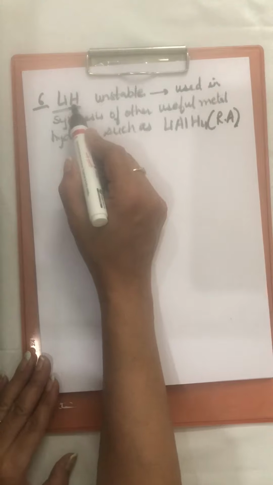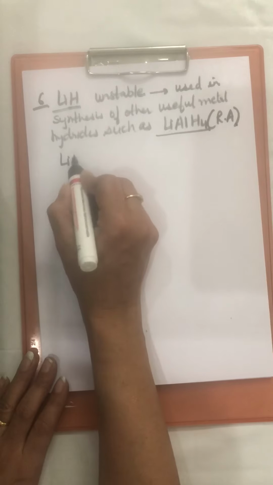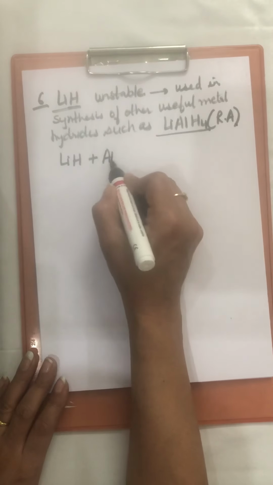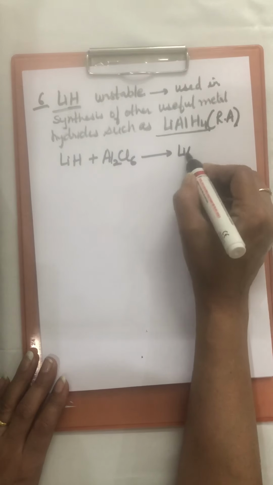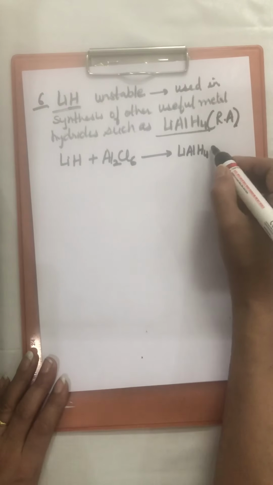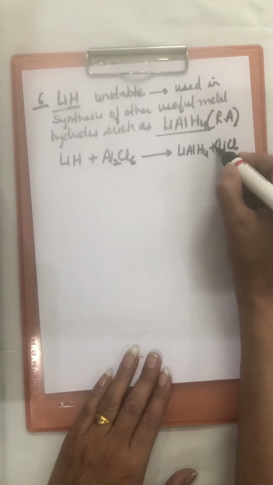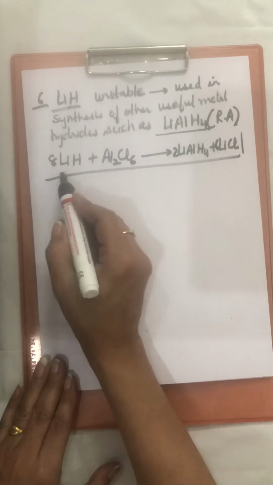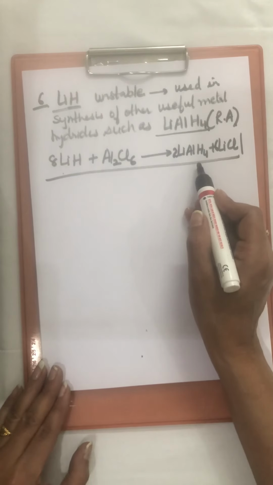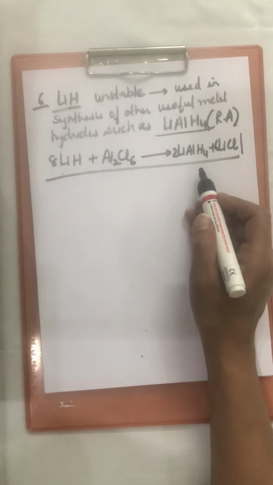So how is this useful hydride prepared from lithium hydride? Lithium hydride is reacted with aluminium chloride, it forms lithium aluminium hydride, plus lithium chloride is formed here. By this reaction, lithium hydride forms lithium aluminium hydride, a very useful metal hydride. So this is about the first type of hydrides, ionic hydrides.